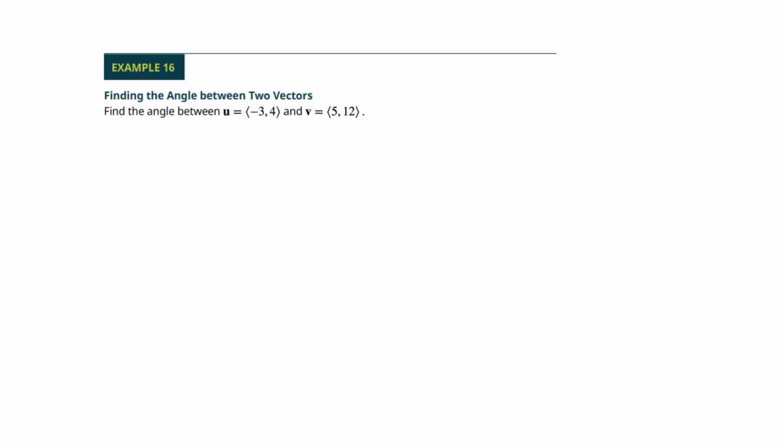Okay, so let's do this again. We want to find the angle between two vectors. So what we're looking for is that the cosine of theta is going to be the dot product of their unit vectors. Okay, so let's find those.